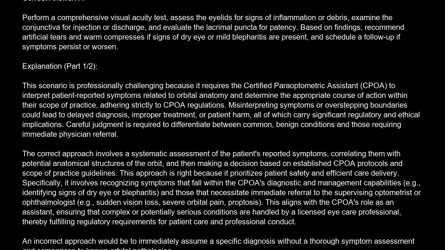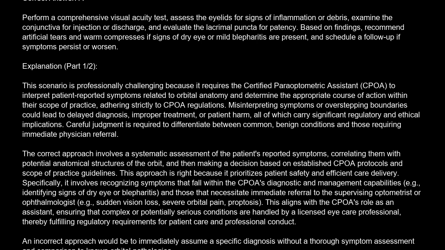The correct approach involves a systematic assessment of the patient's reported symptoms, correlating them with potential anatomical structures of the orbit, and then making a decision based on established CPOA protocols and scope of practice guidelines. This approach is right because it prioritizes patient safety and efficient care delivery.